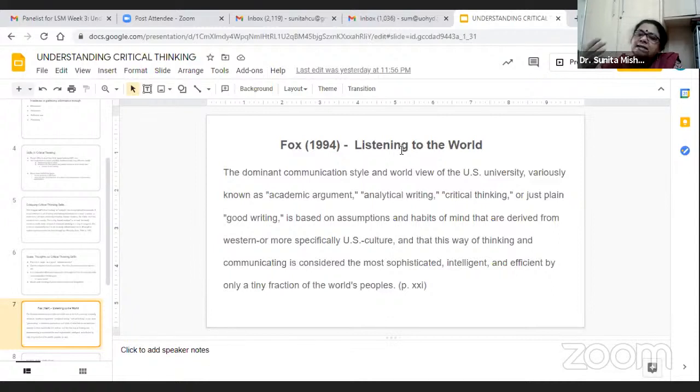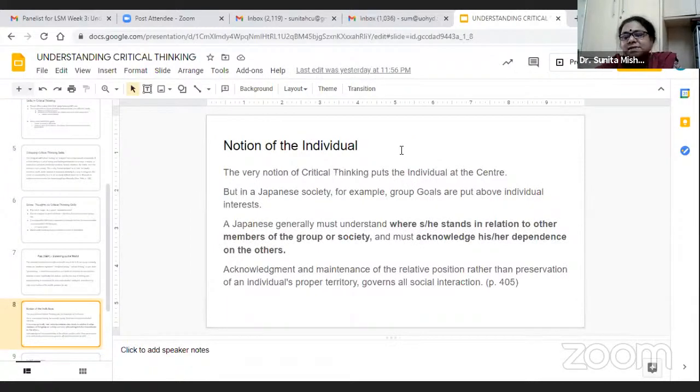So why is it that this one way of writing and thinking is being projected as a good way of writing or thinking? We just need to think a little more about these concepts. Now I'll go to two concepts: the notion of the individual, which can be very different in different societies. In Japan, for example, I'm giving this example because we understand the individual, we understand critical thinking, we understand thinking itself from a Western perspective generally.